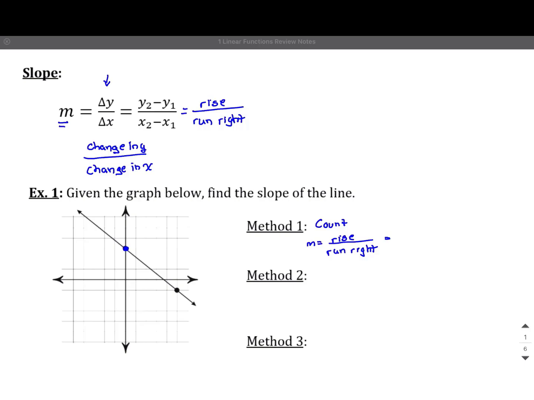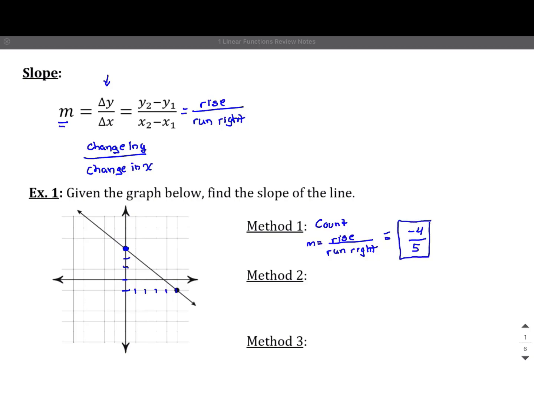And we start at this point on the left. Now, we're not really rising, we're going down, but we're going down 1, 2, 3, 4. Since we're going down, we say that's a negative 4 over, now how far to the right do we run? 1, 2, 3, 4, 5 spaces. So our slope is negative 4/5.